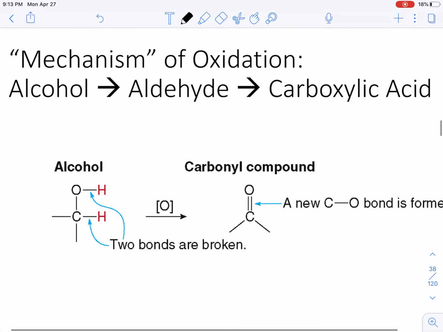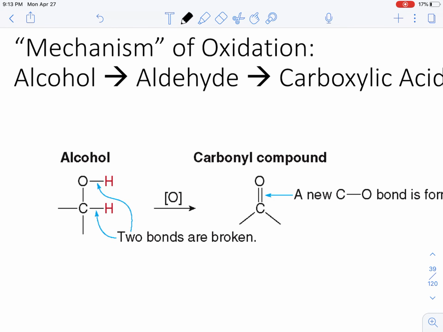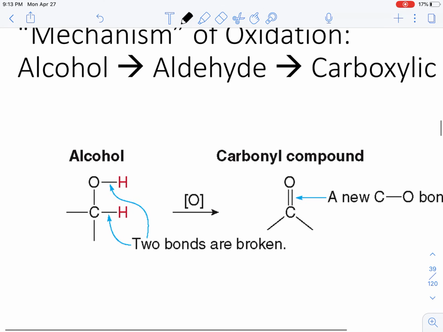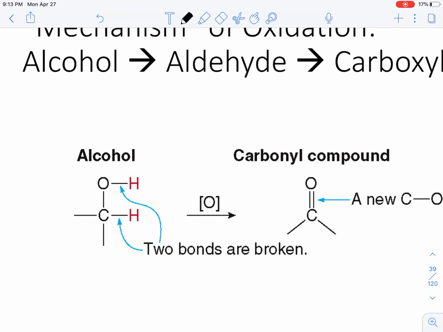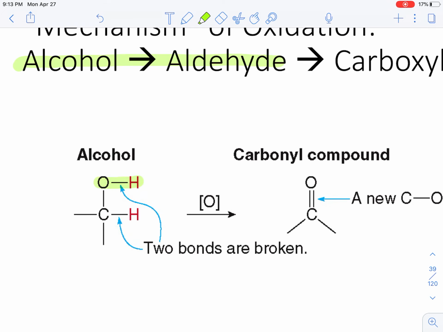And so if we're looking at the mechanism of oxidation just between the alcohol and the carbonyl compound, so just these two for now. Remember that an alcohol is an OH group, and the carbon is going to lose one hydrogen because it's undergoing oxidation. So one of the hydrogens attached to the carbon has to go. And so these hydrogens are going to break. I'm sorry, the covalent bonds that connect these hydrogens to oxygen and carbon are going to break.